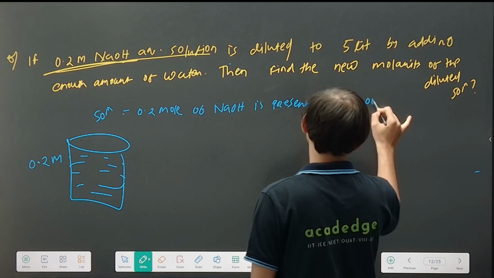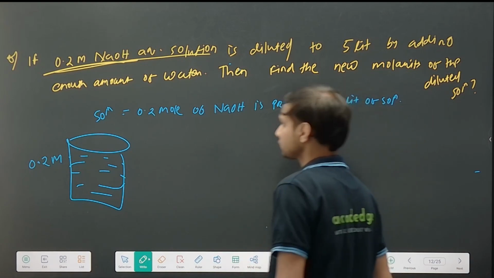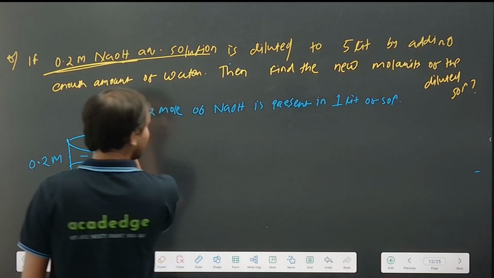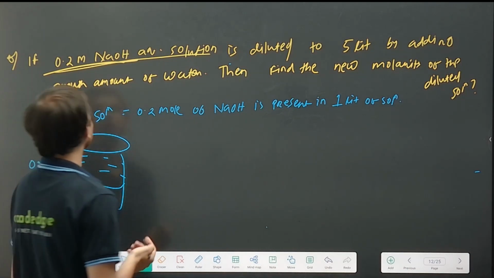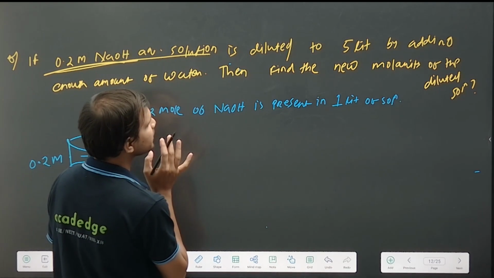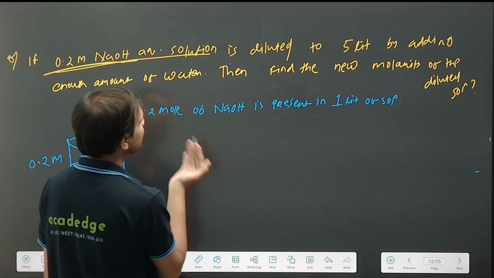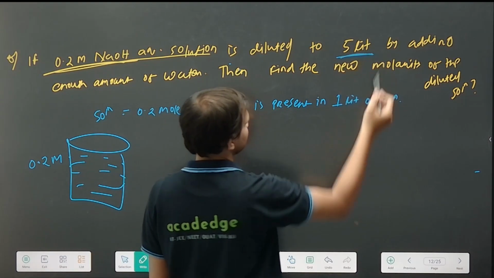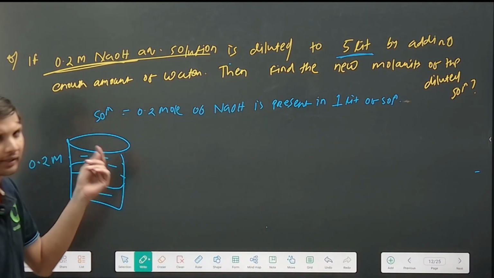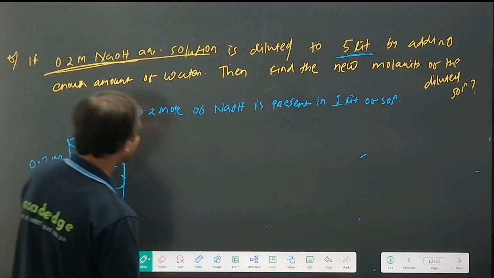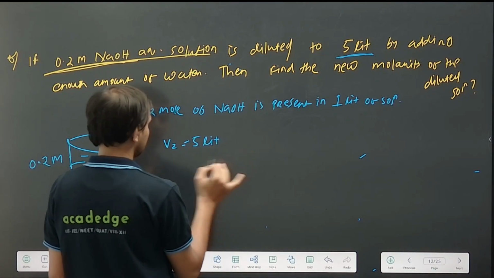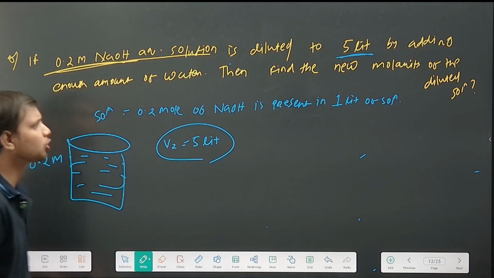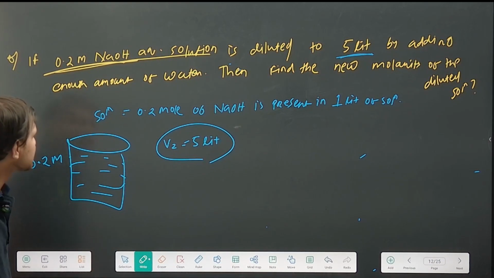Okay, so what I am doing, I'm diluting it with water. How much water? That has not been mentioned. It's just saying that you diluted to 5 liter. Then I must be adding 4 liter of water, right? So the final volume V2 given to us is 5 liter. So V2 of solution number 2, the volume given to us, is 5 liter.